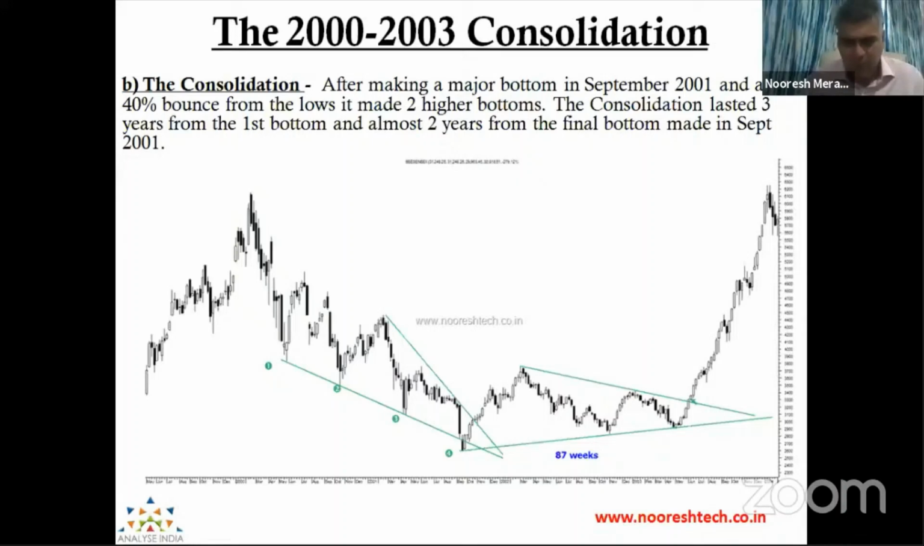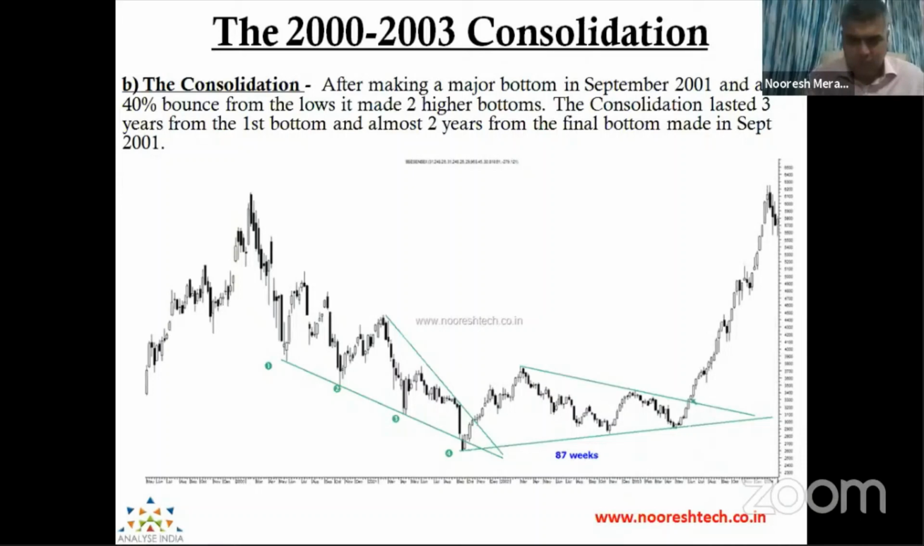Then it goes into a proper consolidation, which lasted another 87 weeks or almost closer to 1.5 to 2 years. And then came the big breakout in the middle of 2003. And in that, after the breakout in the next few months itself, it reclaimed those highs.